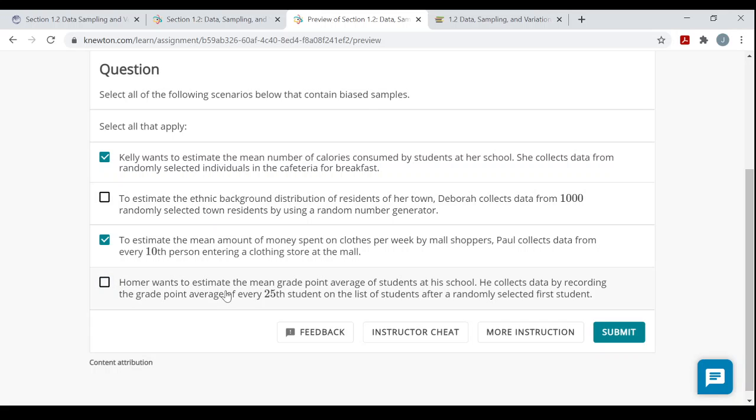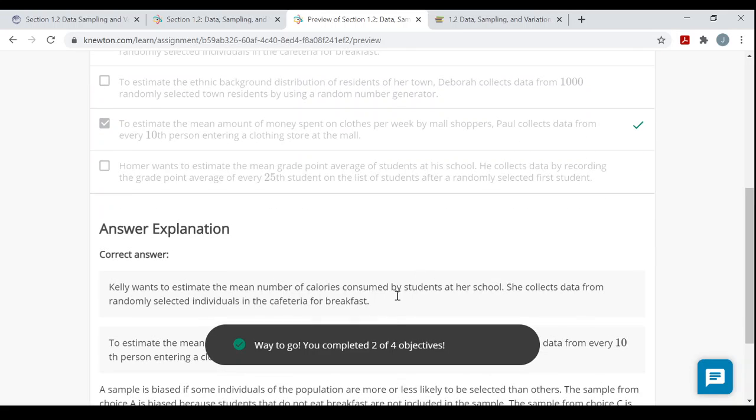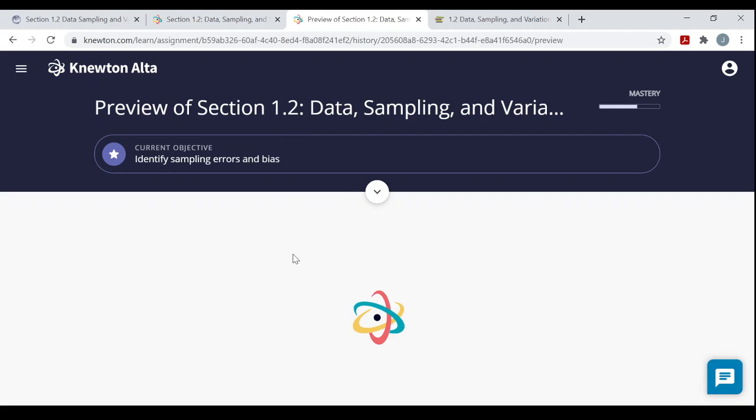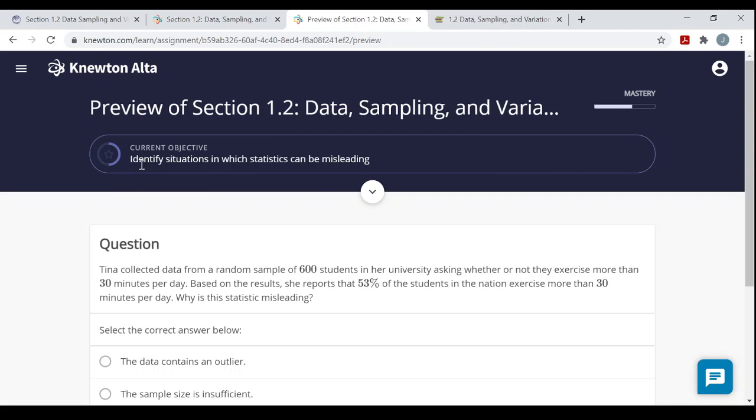So the 2 and 4 are good. 1 and 3 do contain bias, I would say. Wonderful, great. That objective is complete. Hooray! 2 of the 4. Continue on. All right. Now I'm halfway done.